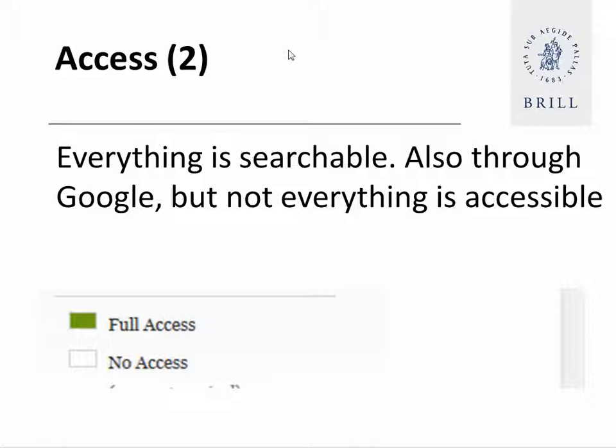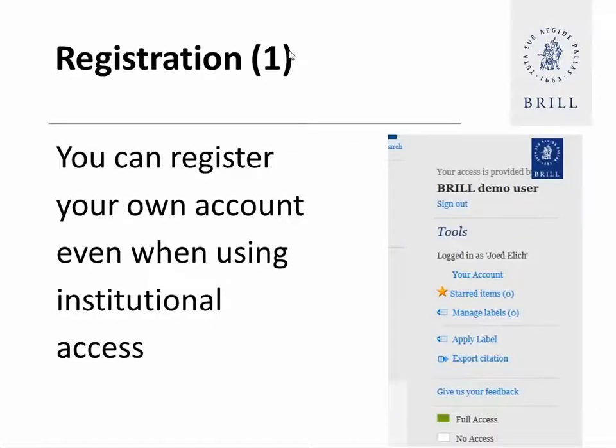Everything on Brill Online is searchable, even via Google, but not everything is accessible. For every product you'll see a small box, and when it's green you have full access, when it's white you have no access, so you have to pay individually.